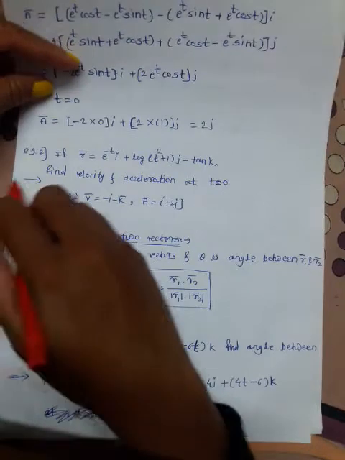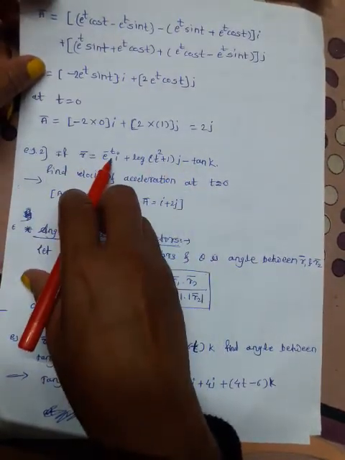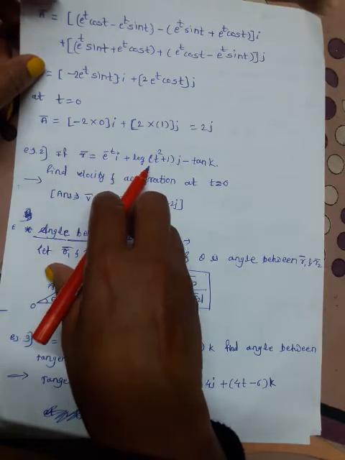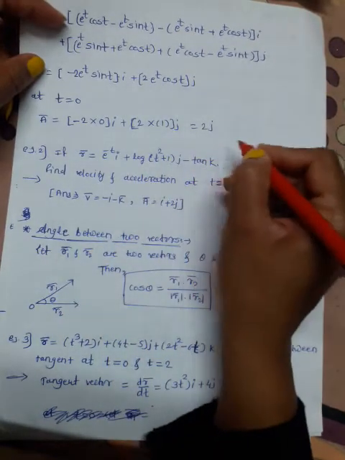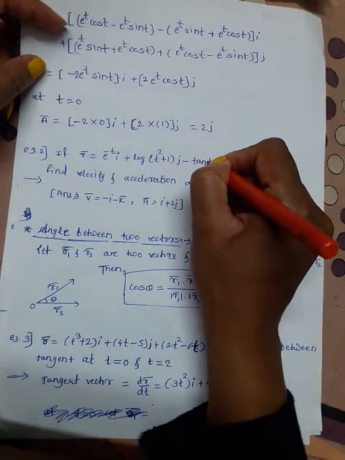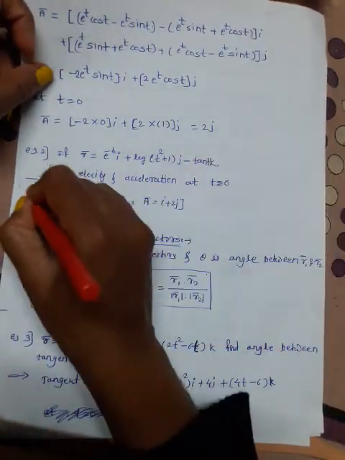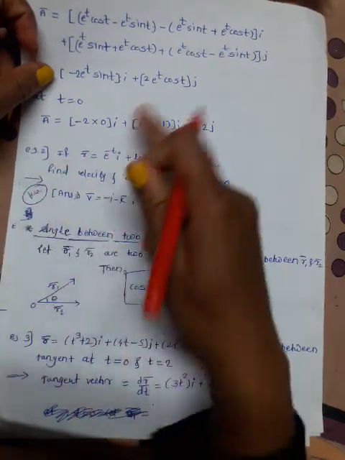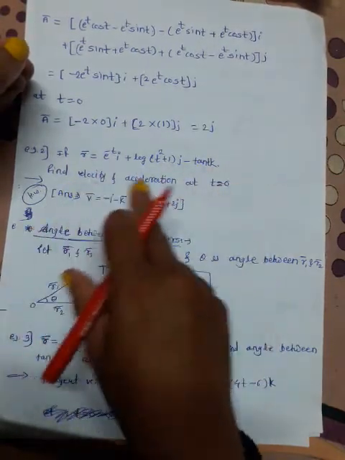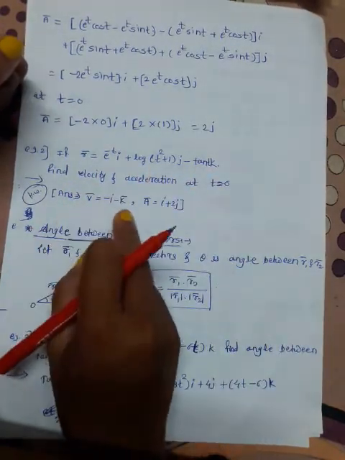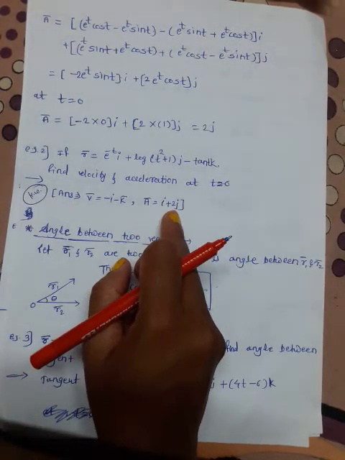Let us see the next example. Example number 2. If r bar is a position vector given by e raised to minus t i plus log of t square plus 1 j minus tan t k, then find velocity and acceleration. This is homework for you. Like the earlier example, find the velocity. Just take the derivative, the double derivative, and put t equal to 0. You will get the velocity vector as minus i minus k, and a bar is equal to i plus 2j.